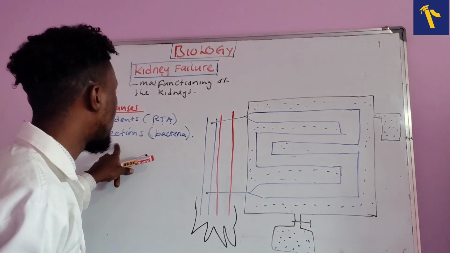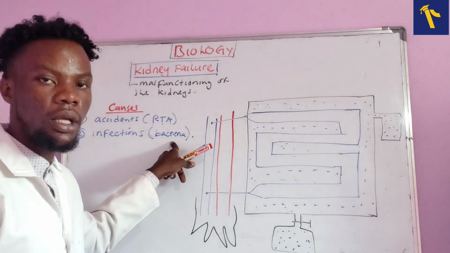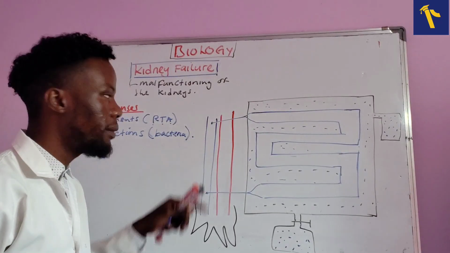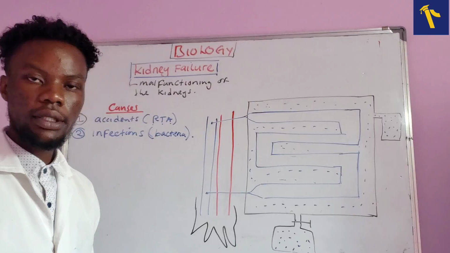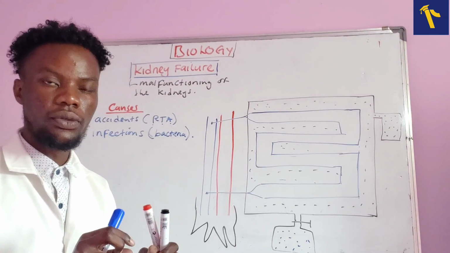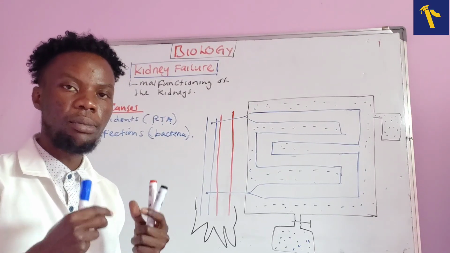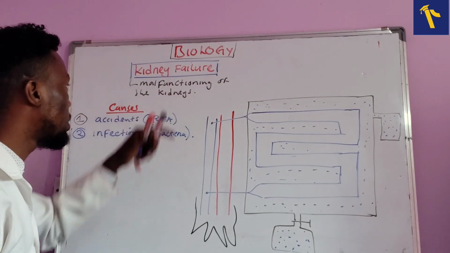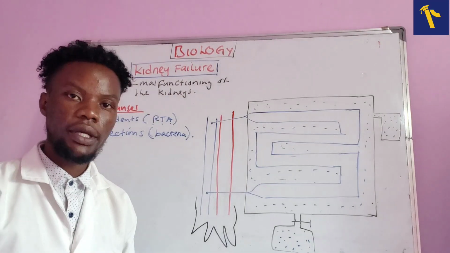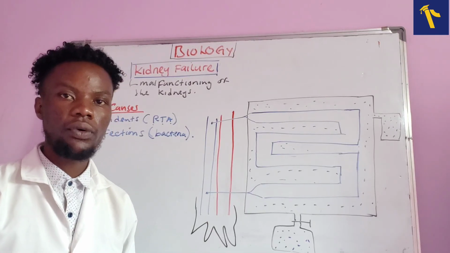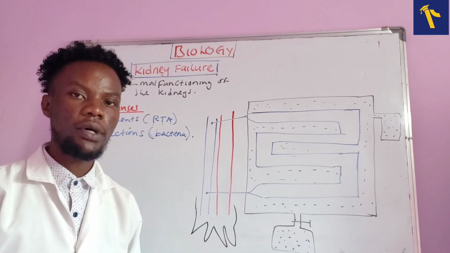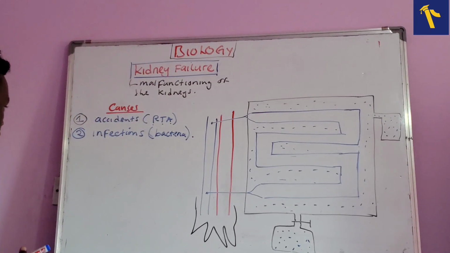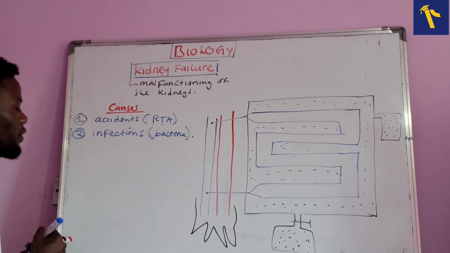With this infection, someone with a lot of bacteria in the body, these bacteria can go to the kidneys and start eating up or destroying the kidneys, making sure that there is malfunctioning of the kidneys, leading to what we call kidney failure. That's how infections can cause kidney failure or malfunctioning of the kidneys.